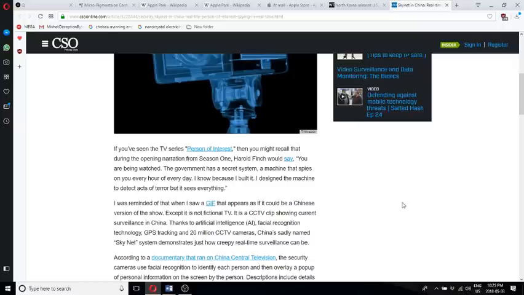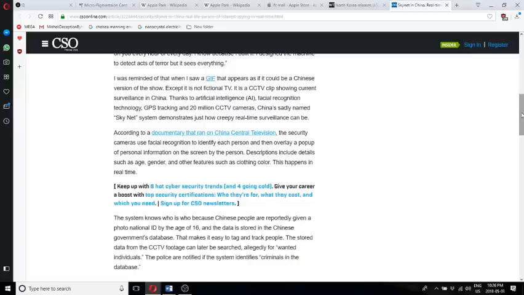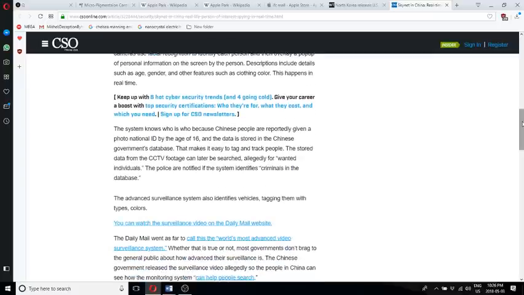Thanks to artificial intelligence, facial recognition technology, GPS tracking, and 20 million CCTV cameras, China's sadly named Skynet system demonstrates just how creepy real-time surveillance can be. According to a documentary that ran on China Central Television, the security cameras use facial recognition to identify each person and then overlap a pop-up of personal information on the screen by the person. Descriptions include details such as age, gender, and other features such as clothing color that happens in real time. The system knows who is who because Chinese people are reportedly given a photo national ID by the age of 16, and the data is stored in the Chinese government database. That makes it easy to tag and track people.